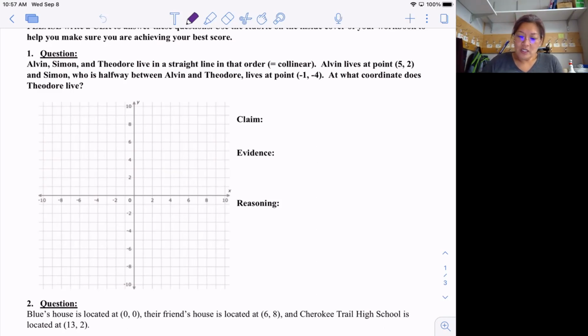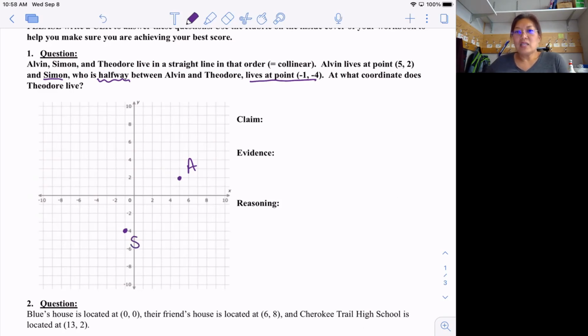All right. So the first thing I did is I went ahead and I graphed my points. So I'm going to graph this one. I'm going to label this one as Alvin because Alvin lives at (5, 2). So over 5, up 2. And then I'm going to identify where Theodore lives at (-1, -4). No, that's not Theodore. You are right. Good job if you stopped me. And that is Simon, who lives at this point, and this is considered halfway. So we're going to label this S for Simon.